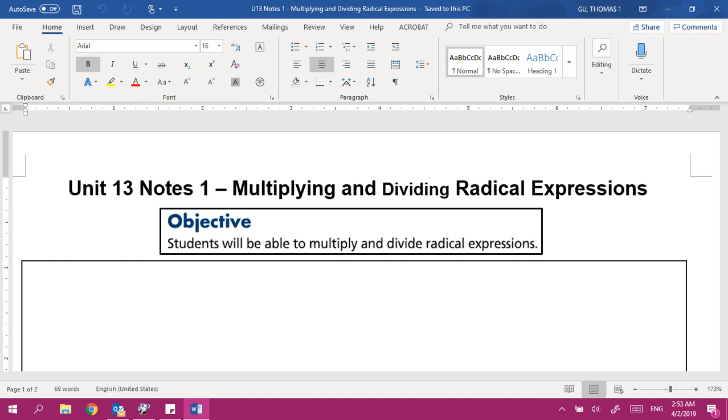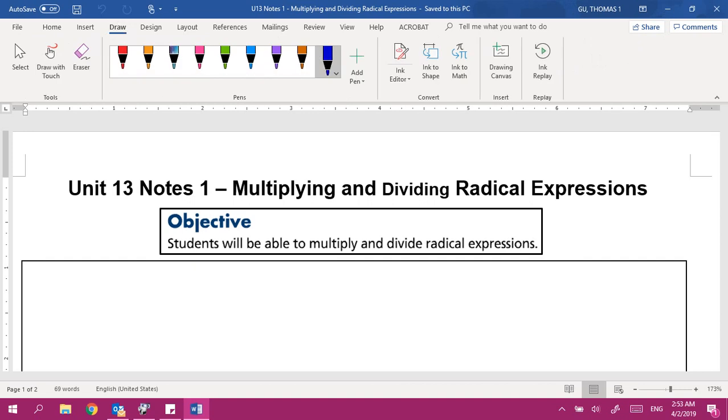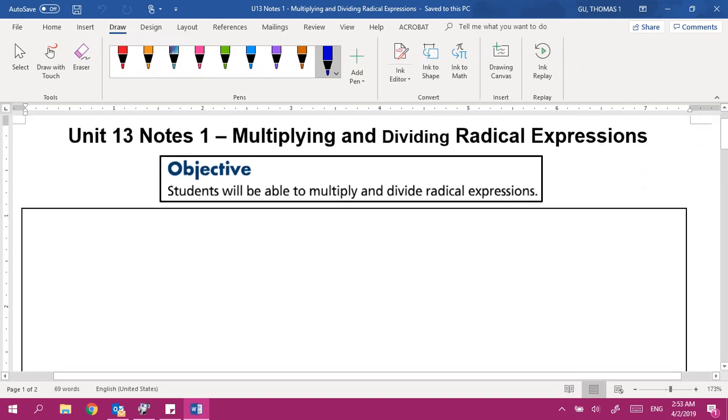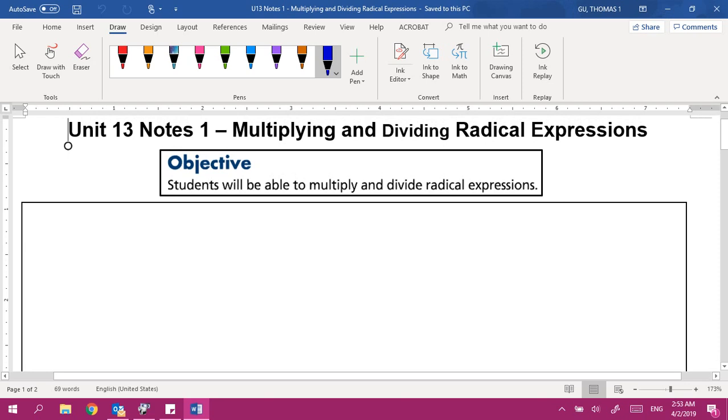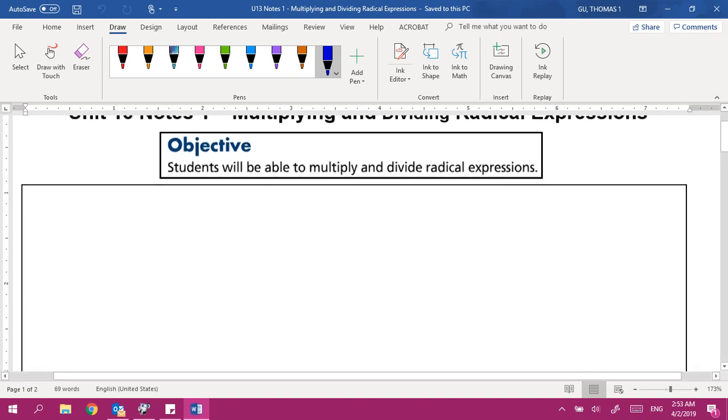Can't be loud here because it's a little late over here, so let's get into Unit 13, Notes number 1, Multiplying and Dividing Radical Expressions. First of all, this goes back all the way to Unit 8.5 where we had radicals, radicands, indexes, absolute values. But there's two new rules that we need to know first.